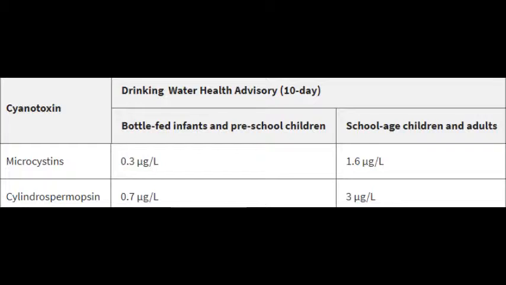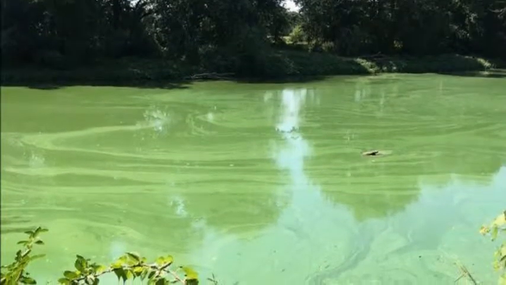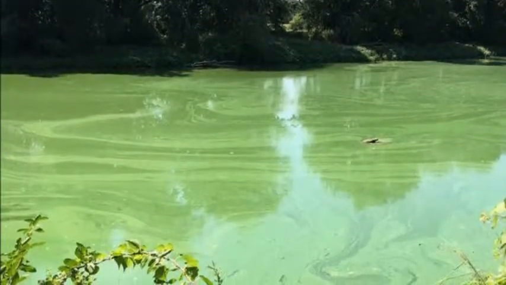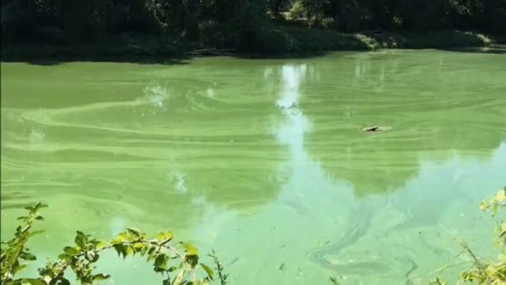According to the EPA, microcystis and cylindrospermopsin are unsafe for bottle-fed infants and preschool children at about 0.3 micrograms per liter for microcystis and 0.7 micrograms per liter for cylindrospermopsin. These numbers increase minimally for school-aged children and adults at 1.6 micrograms per liter for microcystis and 3.0 micrograms per liter for cylindrospermopsin. Any number higher than 20 parts per billion should not be used.